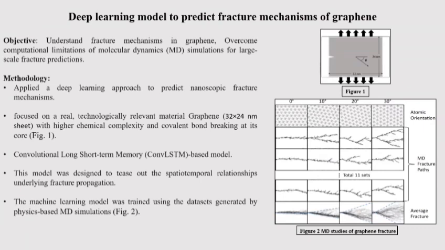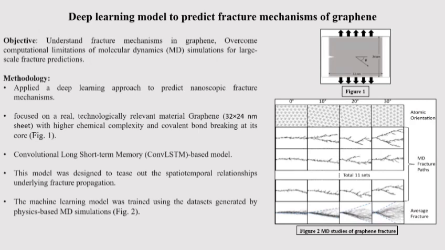mechanisms of graphene. The objective here is to understand the fracture mechanisms in graphene and also to overcome the computational limitations associated with MD simulations. Generally, MD simulations are expensive and time consuming, especially when the number of molecules is large. In terms of methodology, the team applied the deep learning approach to predict nanoscopic fracture mechanisms. The study was focused on a real technologically relevant material, graphene, with higher chemical complexity and covalent bond breaking at its core. This is an ideal test case for this deep learning approach.